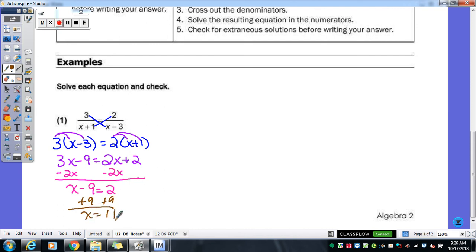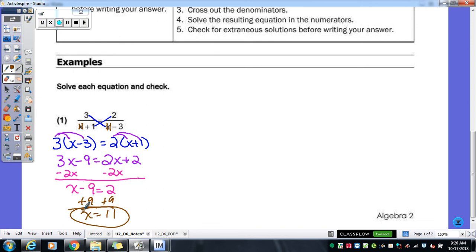So I get x equals 11. Before I circle that and say that's my answer, I'm going to go back up here and check. If I put an 11 in for x in that first fraction, do I get a 0? No, so that's good. If I put 11 in for x over here, do I get a 0? Nope, I'd get an 8. So that works. I don't get any zeros in either of my denominators. So that's going to be our answer for that one.